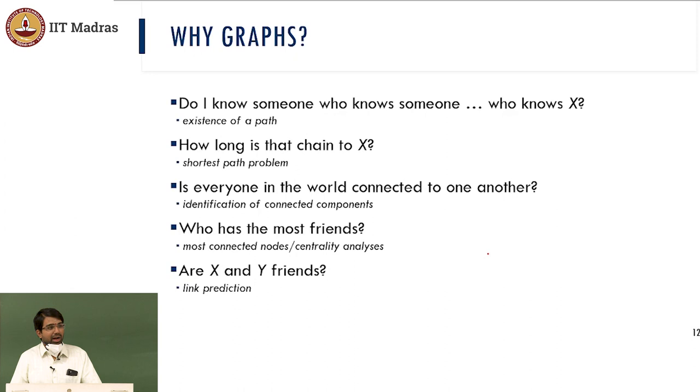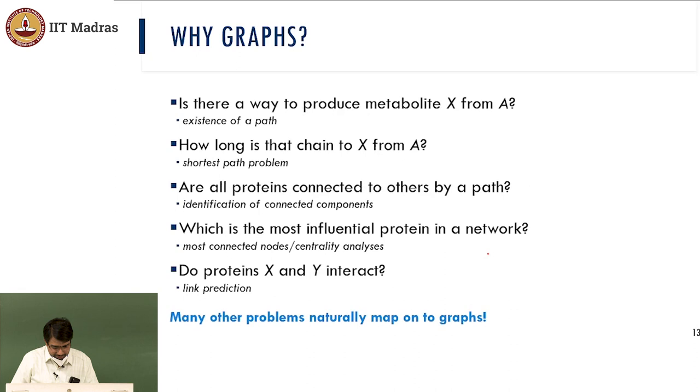And in fact, you will be surprised that, watch this slide carefully. I only changed the questions. The methodologies remain the same. So from here to here, is there a way to produce a metabolite X from metabolite A, which is an existence of a path question? How long is that chain of reactions? Basically the shortest path problem.